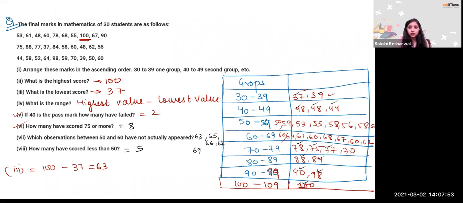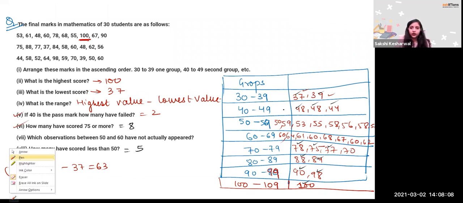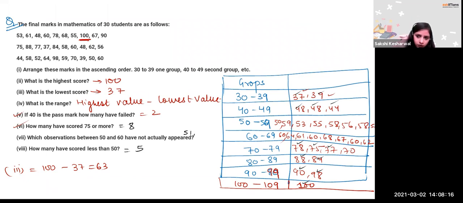It says from 50 to 60. Oh, I wrote from 60 to 70. Wait a minute. Just see this. 50 is there, 51 is not there, right? 52 is there. Then you don't have 53, you have 53. Then you don't have 54, you have 55, then 56, and then you don't have 57, 58, 59. These are the 3 numbers which are not there, right?